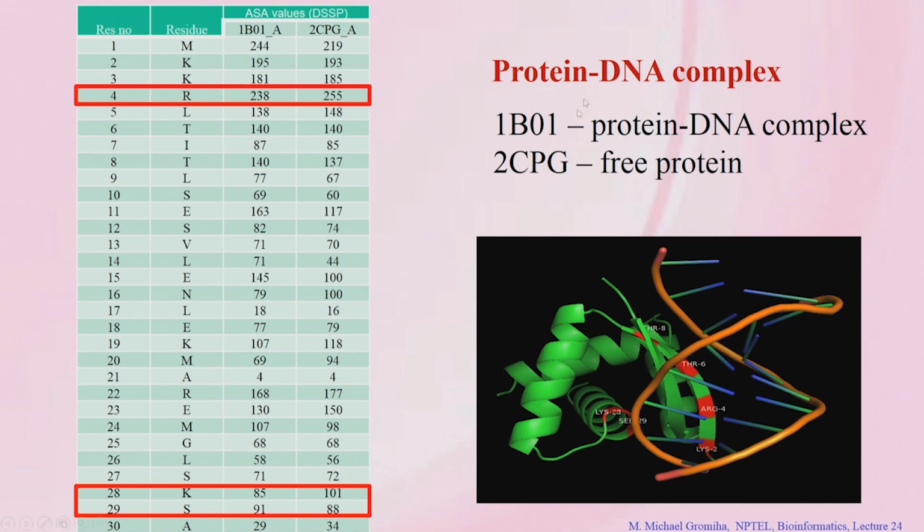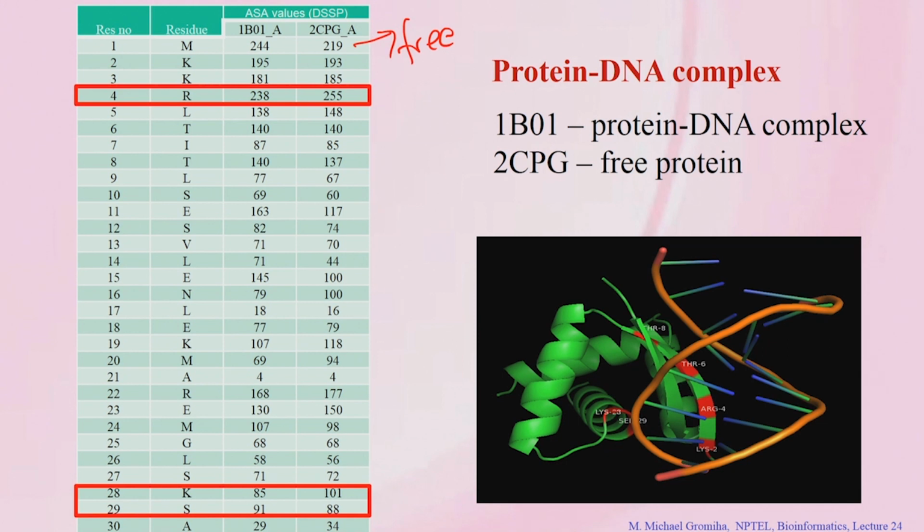In this case I put 1B01, this is the complex, and this is the free protein. If you see, there are several cases, for example, this arginine reduces from 255 to 238, and in some cases it is also possible that the complex has higher values than the free one. How is this possible?